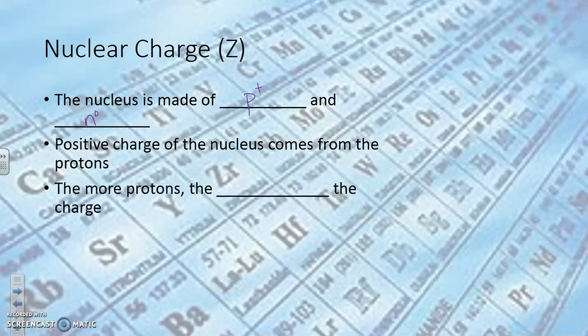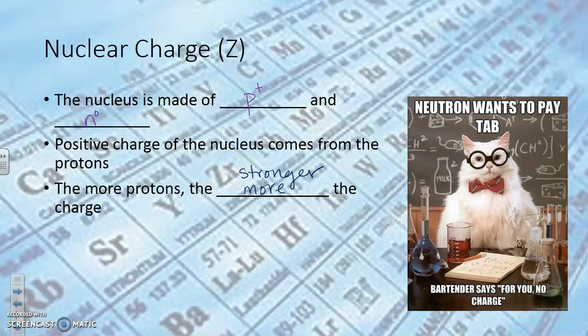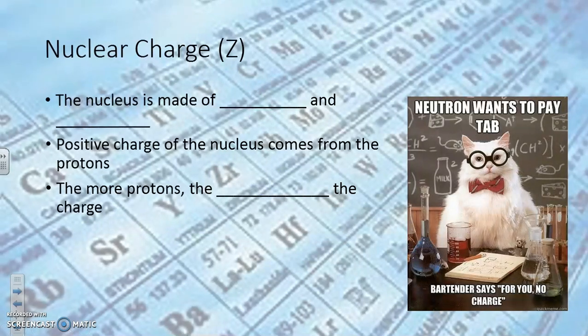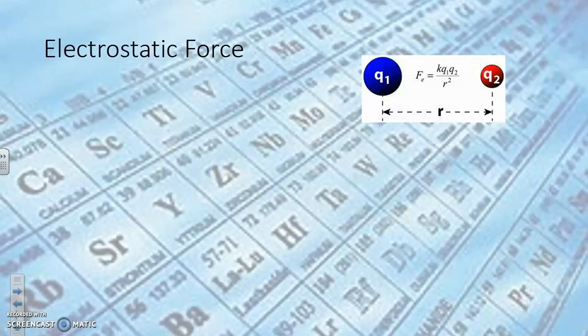Guess what happens? The more protons you have, the more the charge, or the stronger the charge. Neutrons have no charge.